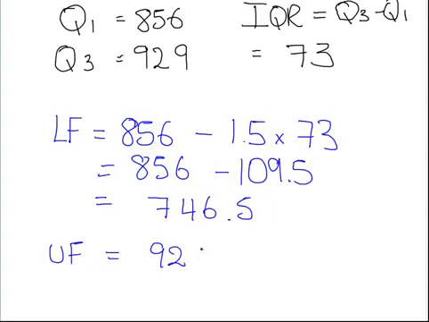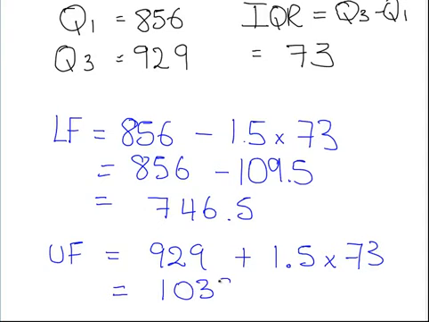The upper fence is very similar. That is 929 plus 1.5 times 73. That is 929 plus 109.5. That is 1038.5. So these are our two important values, the lower fence there and the upper fence there.